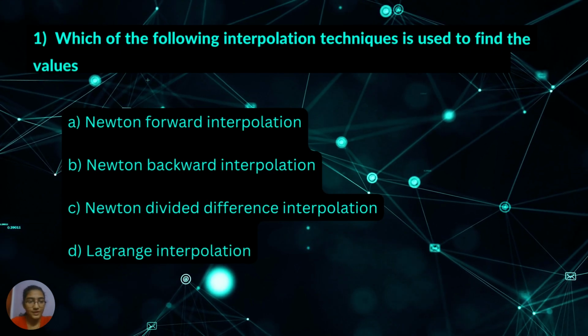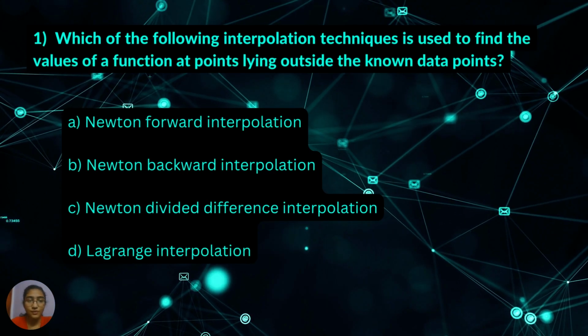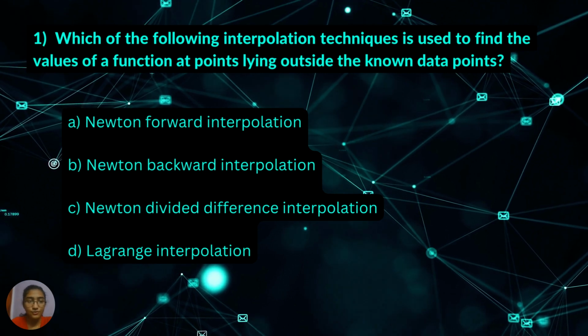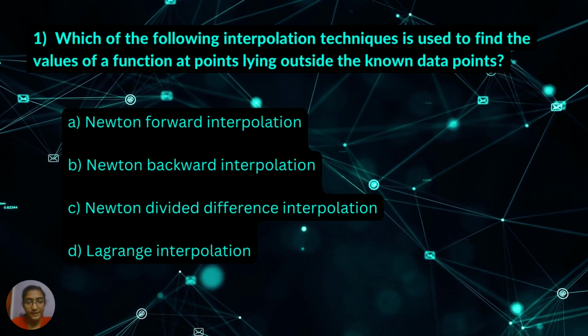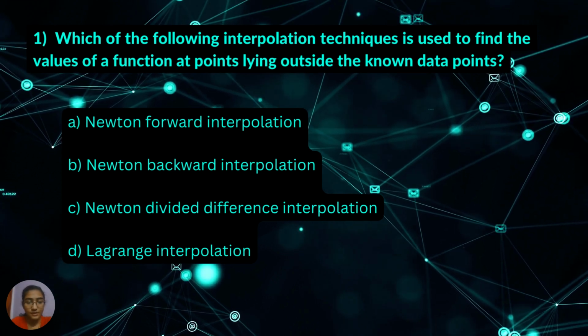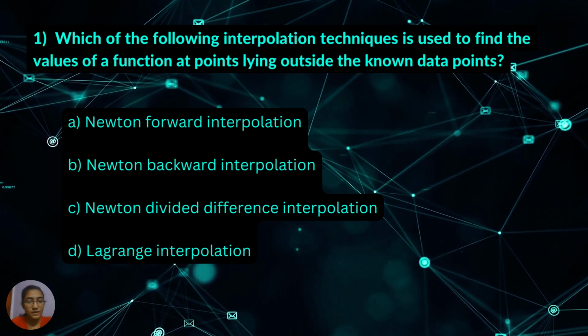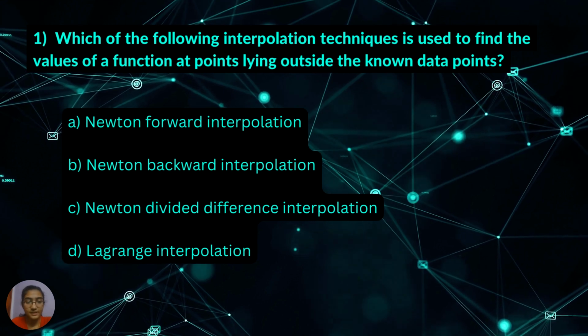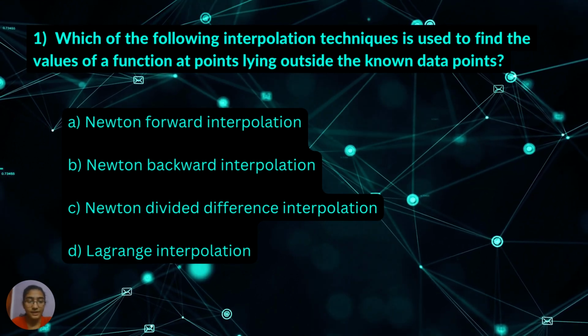So the first question we have is, which of the following interpolation techniques is used to find the value of a function at a point lying outside the known data points? A. Newton forward interpolation. B. Newton backward interpolation. C. Newton divided difference interpolation. Or D. Lagrange interpolation.